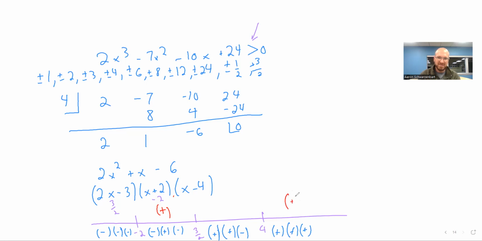So my answer is a couple of intervals. Because this is strictly greater than, I do not include -2 and 3 halves. But from -2 to 3 halves, it is true, it's greater. And from 4, and it goes forever that way, so it's 4 to infinity. Again, make sure you're going left to right on the number line with your interval notation. So -2 to 3 halves, 4 to infinity.